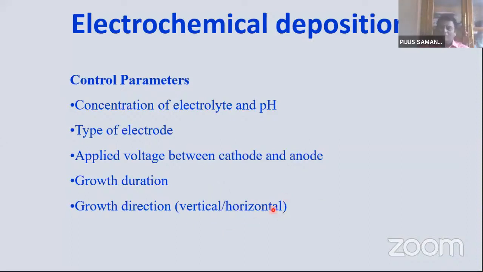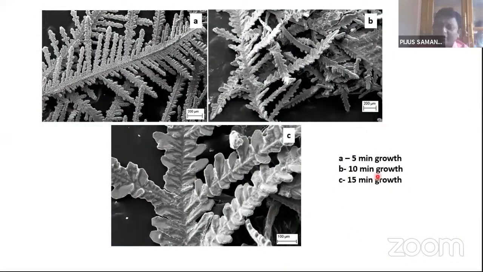We can make the electrode in such a way that the materials may grow in a vertical way or it may grow in a horizontal way. So let us see the effect of growth duration. Here you see this is the growth of zinc oxide, fern-like zinc oxide nanostructure, fractal-like structure. This is grown for 5 minutes. If the growth duration is 10 minutes, we see it gets quite thicker, and this is for 15 minutes growth. So we can see as the time increases, the morphology changes.